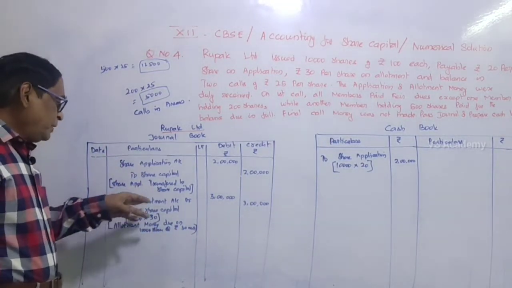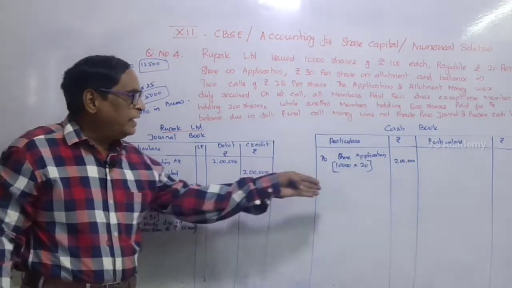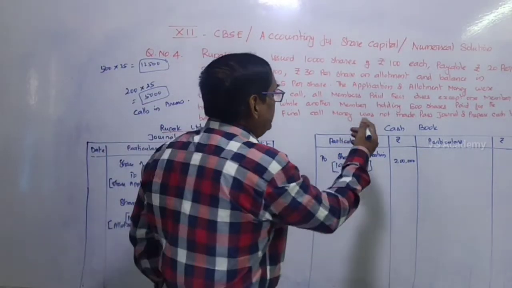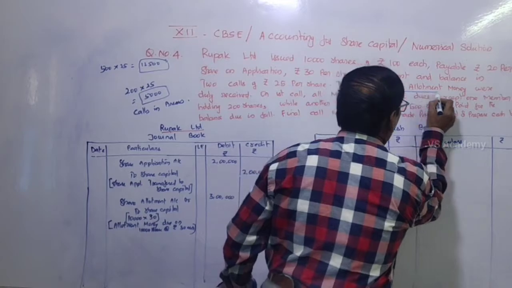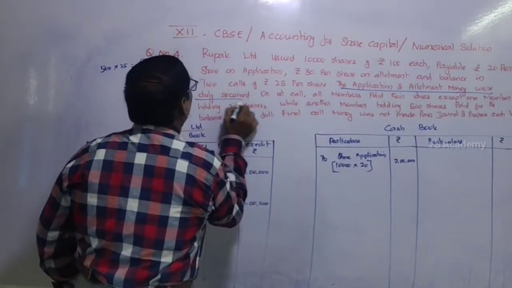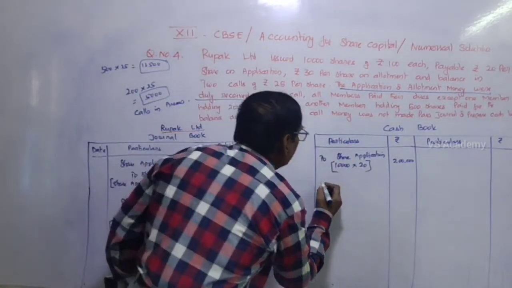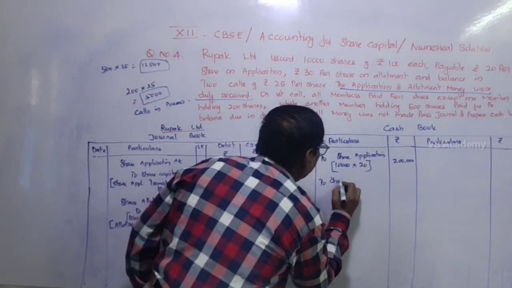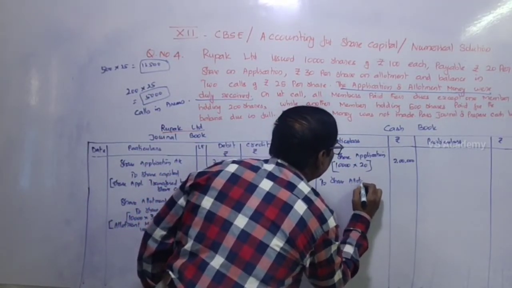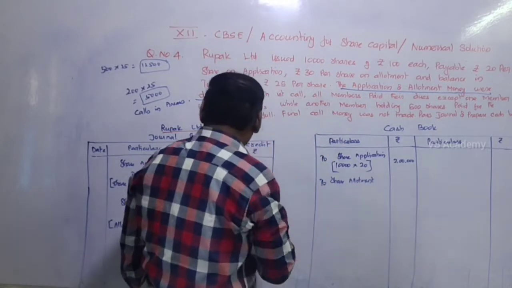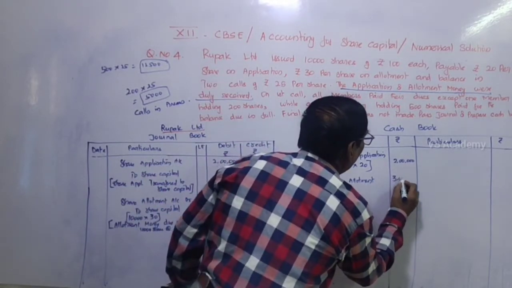On receipt of allotment money, we can straight away enter in the cash book. So on receipt of share allotment money, cash account debit to share allotment. That is the amount 3 lakh rupees we have received.